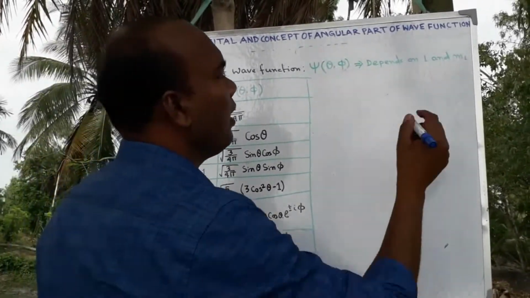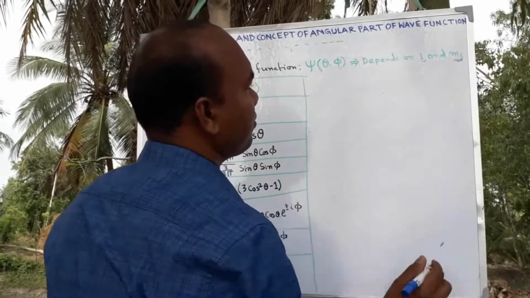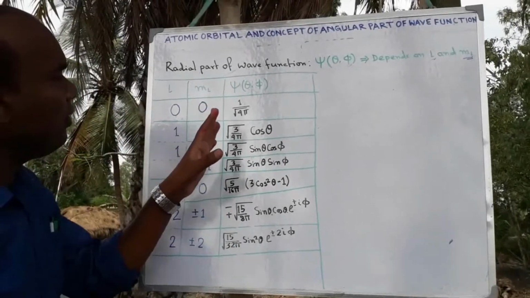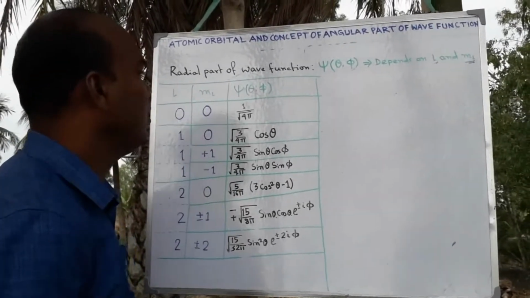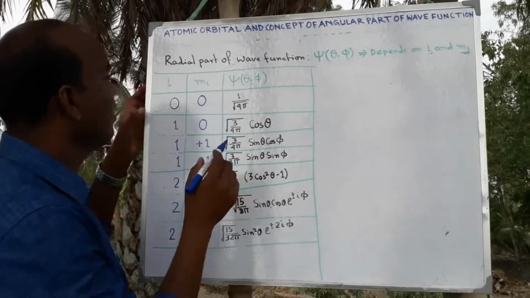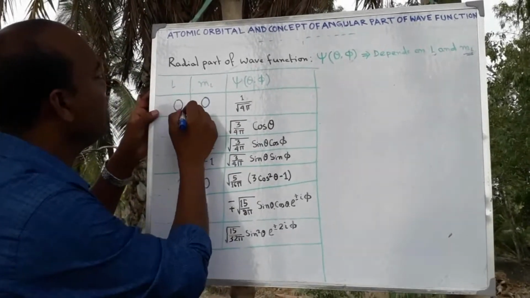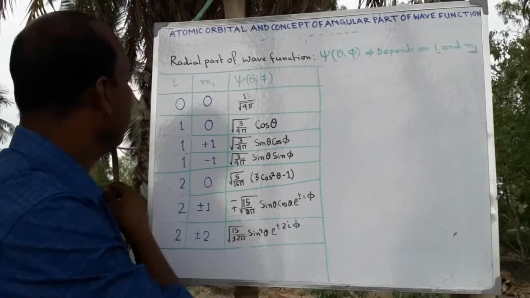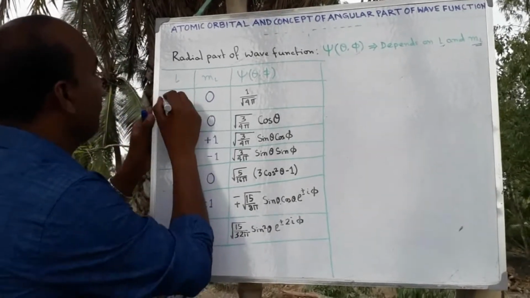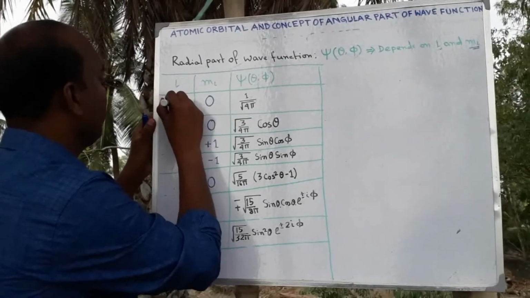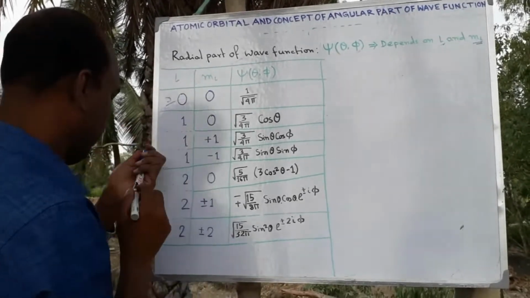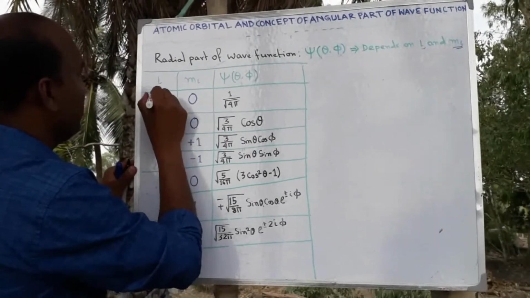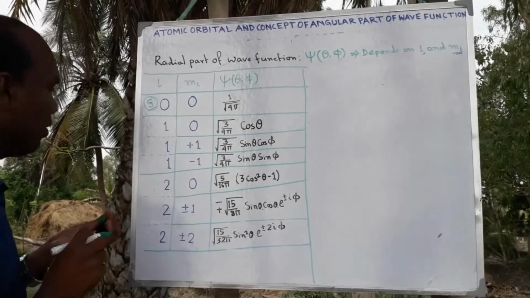It depends on quantum number l and ml value. For different set of l and ml value, we get different expression for the angular part of wave function from the Schrodinger wave equation. You see here, this part is for the value l equal to 0 and ml equal to 0. That is, this is basically for the angular part of wave function for the s orbital.